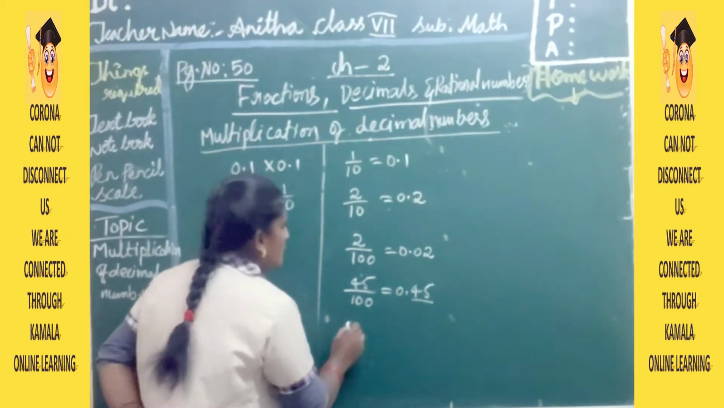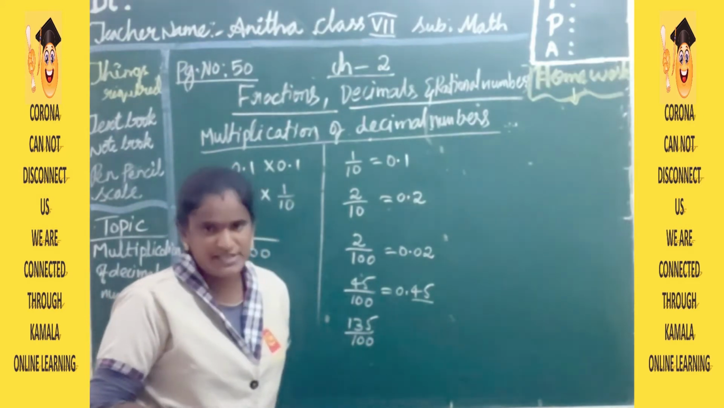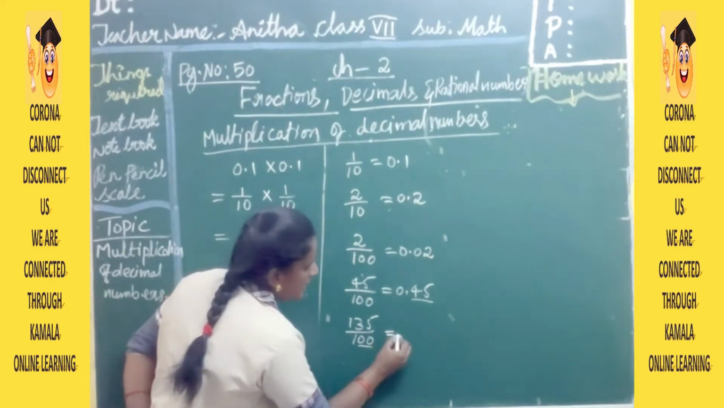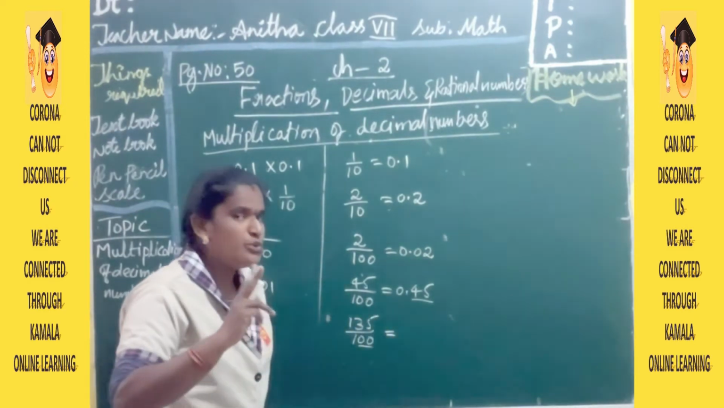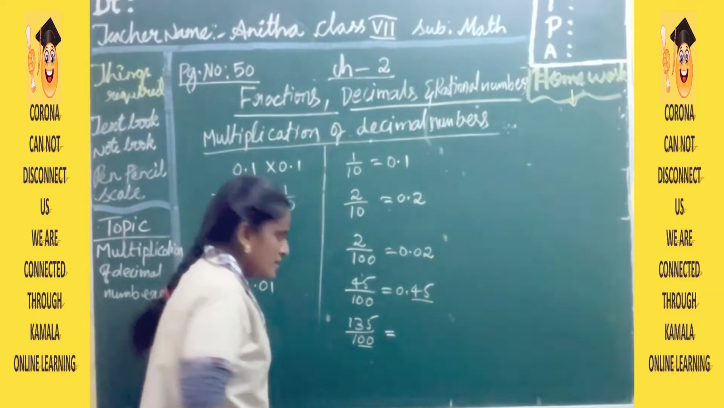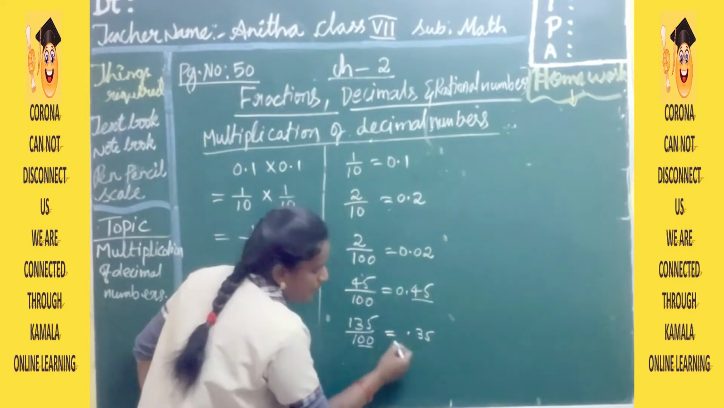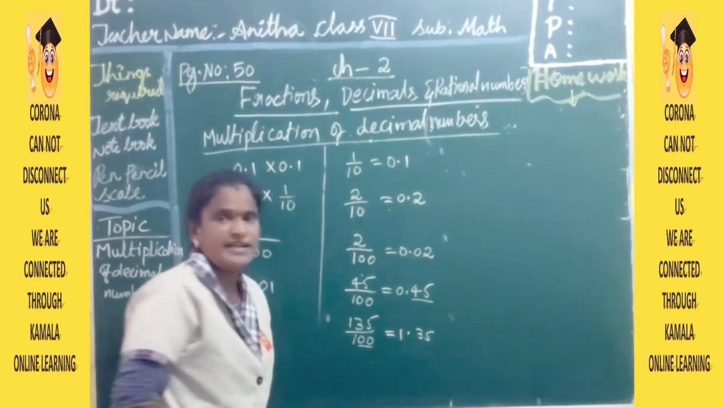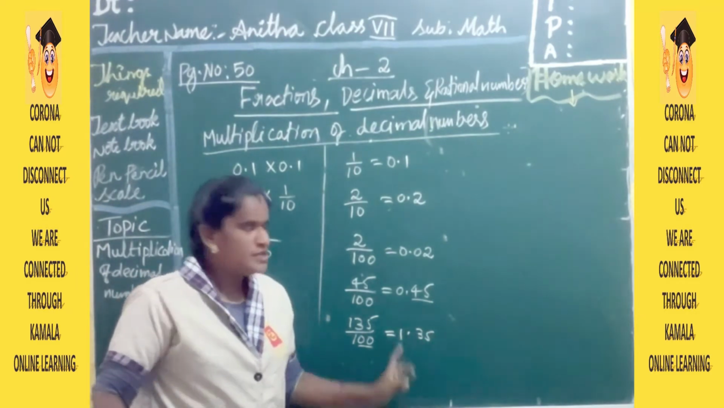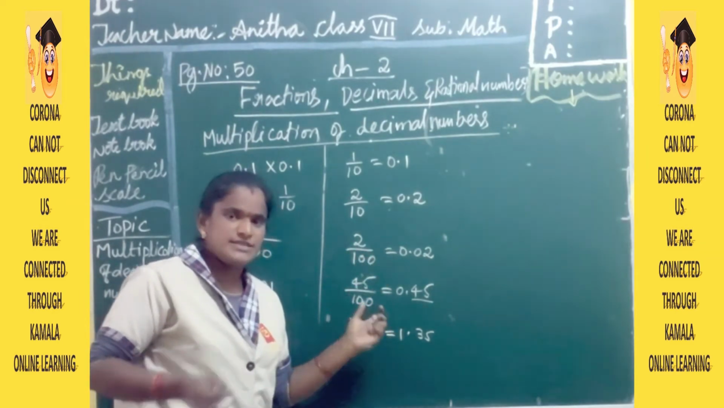Yes. For example, 135 by 100. How many zeros are there in the denominator's place? 2 zeros. After the point, you will get only 2 digits, but here a 3-digit number is there. So after the point 2 digits, that means 3 5 you will get. Before the point, we will get this one, 1. Got my point, children? Everyone understood? This was already learned in 5th class, 6th class.